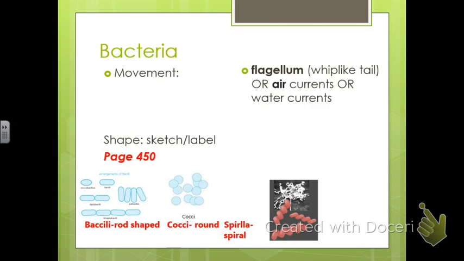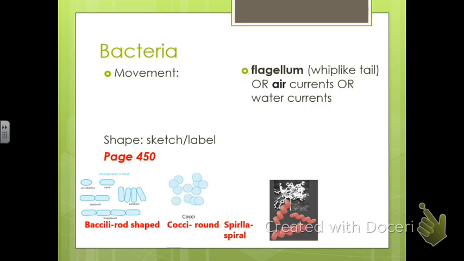All right, so bacteria can move on their own power if they have a whip-like tail or the flagellum, and many times, as you look at the picture in your book on page 449, they can have multiple flagellum. It doesn't have to be a single tail. Some are carried by the air. Some that live in water are moved by the water current. So they do move in a variety of fashions depending on the species.